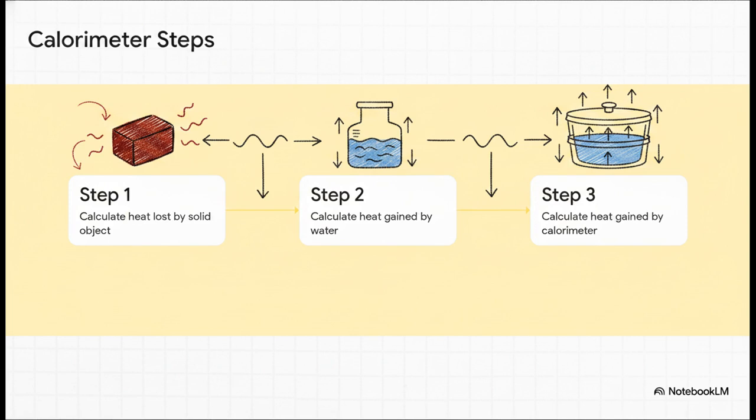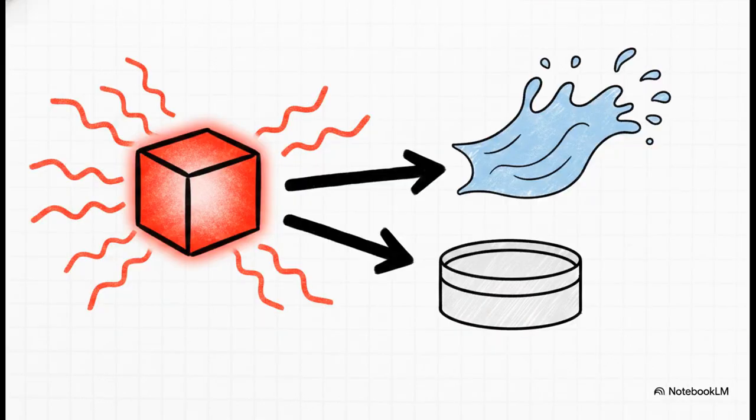Step 1, we calculate the heat lost by the hot solid object, and we will call this Q. Step 2, we calculate the heat gained by the water, and we call that Q1. And step 3, we calculate the heat gained by the calorimeter vessel, calling it Q2. By applying our principle of heat exchange, we know that the total heat lost must be exactly equal to the total heat gained. Combining those 3 distinct steps gives us our final mixing equation used in the laboratory.